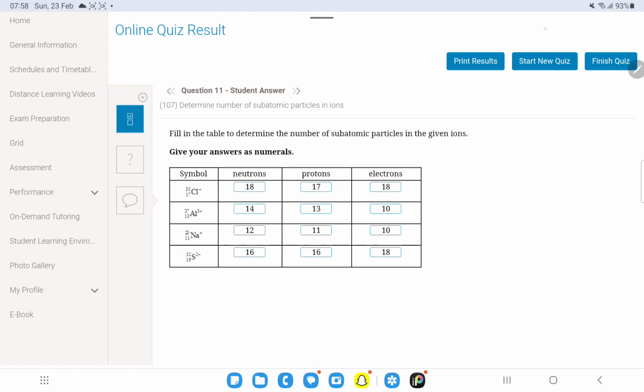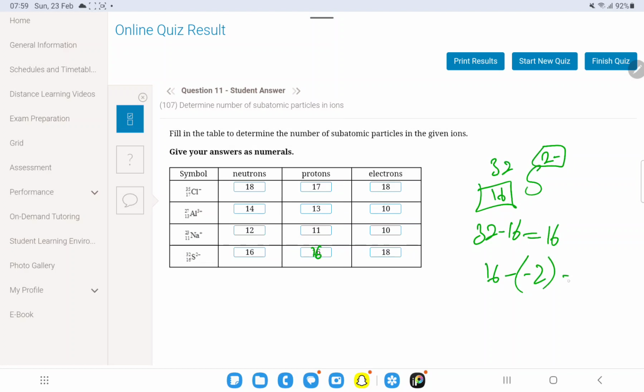And the last one, 32 16 S2-. Neutrons, 32, the big number minus small number, 16, equals 16. Protons, the small number 16 here, and electrons, 16 minus the charge, which is negative, minus minus 2, equals 18.